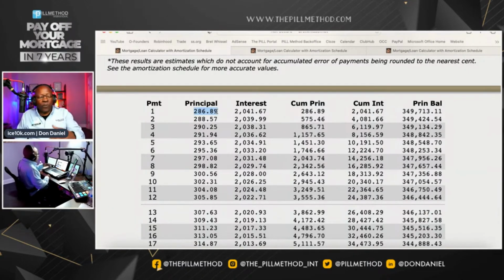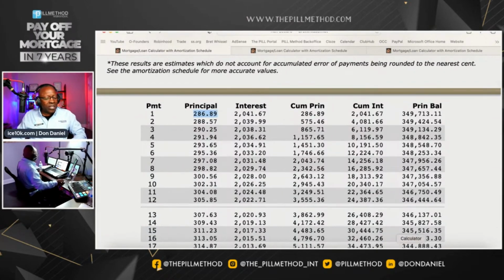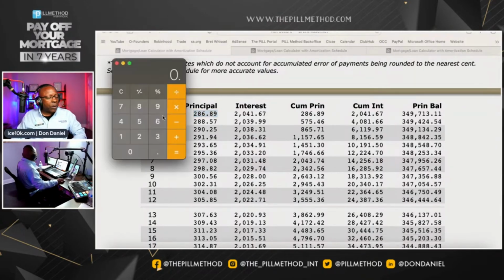So what if we did that for 5 years? That's 60 months. So we're going to bring our calculator up and we got $2,041.67. That's our mortgage payment because it's an interest only loan, times 60 months. That's 5 years. That's $122,500.